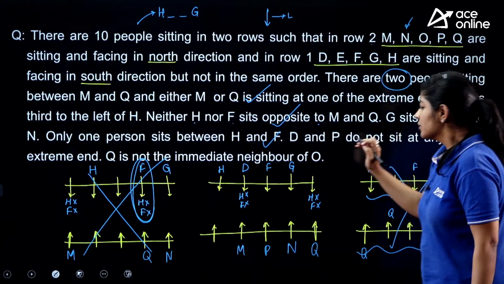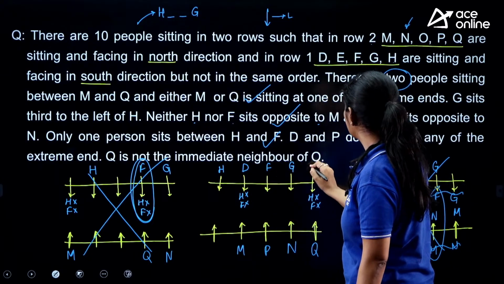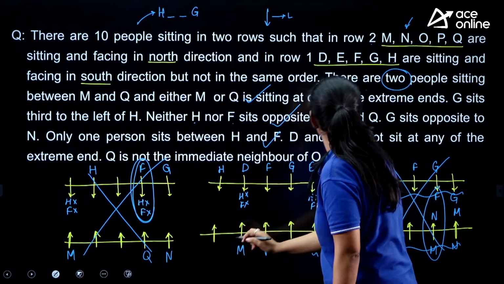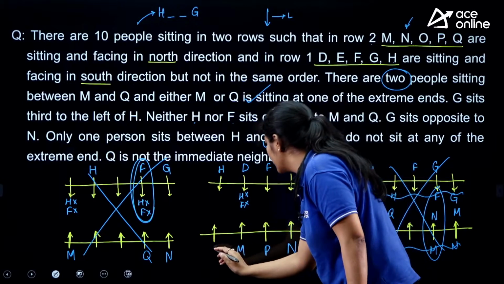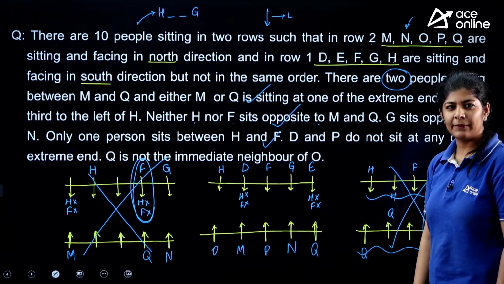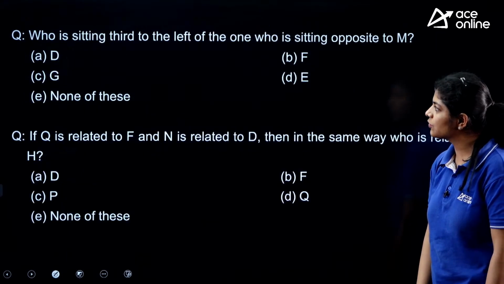So according to this, we are only left with one member, so here we can put E, and here we can put O. I guess you are also getting the same arrangement. If we are getting the same arrangement, then we can go for the questions.